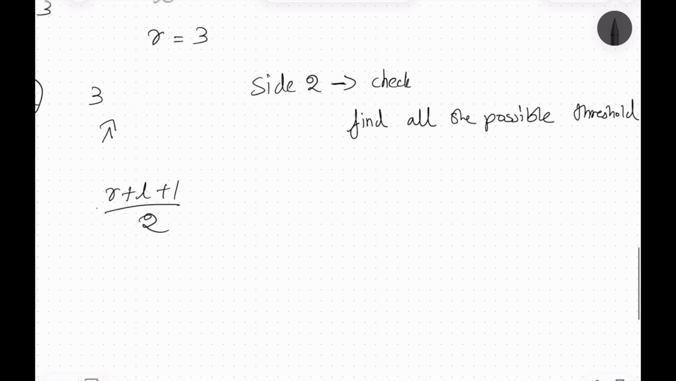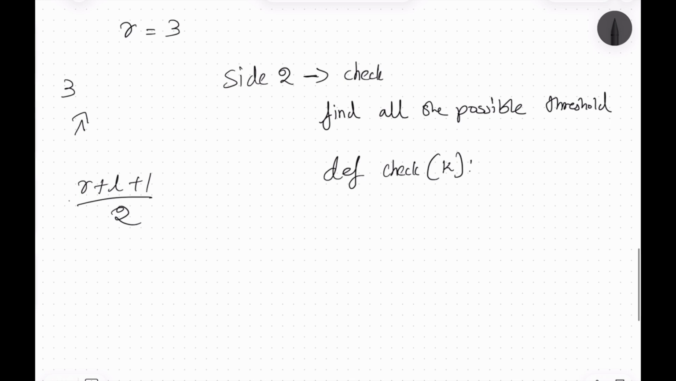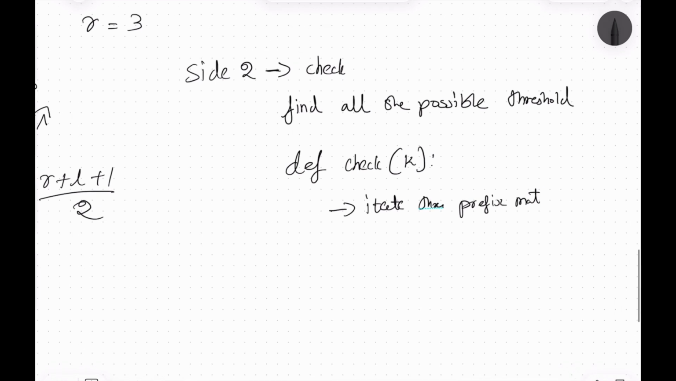So we define a separate function, example def check. We pass in the value, we let that be k, and now we have to iterate through the prefix matrix. So at what position we have to start and what position we have to check, because we have the complete matrix, right? So it is not advisable to search through the complete matrix. Instead we have to look for a certain row and certain column.